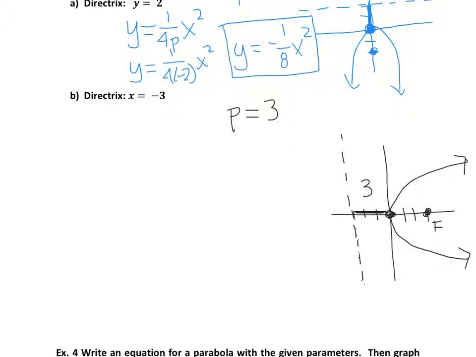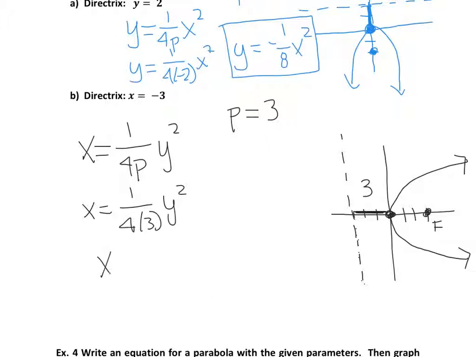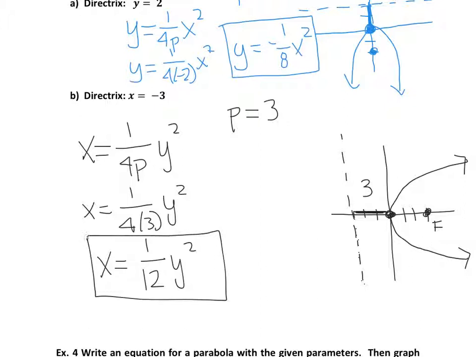Now, because it's a sideways parabola, that means the y is the term that's squared. So to write the equation, it's going to look like this. x equals 1 over 4p y squared. So I'm just going to plug in p and then you're done. 1 over 4 times 3 y squared. So x equals 1 over 12 y squared. And that is the equation when your directrix is at x equals -3.